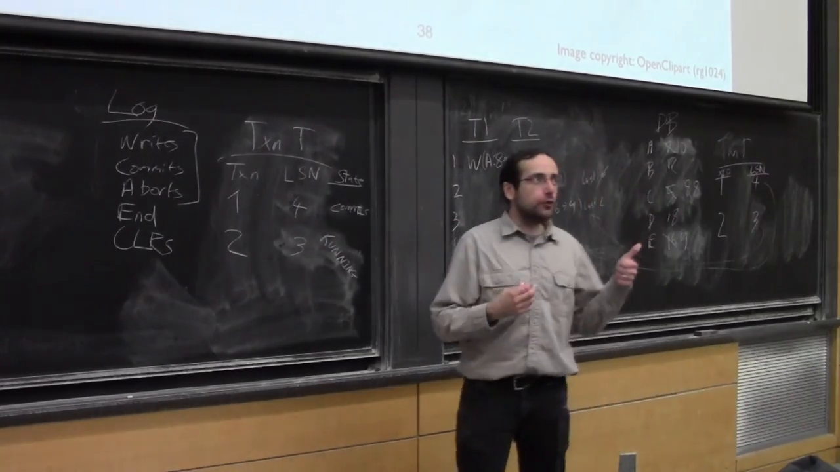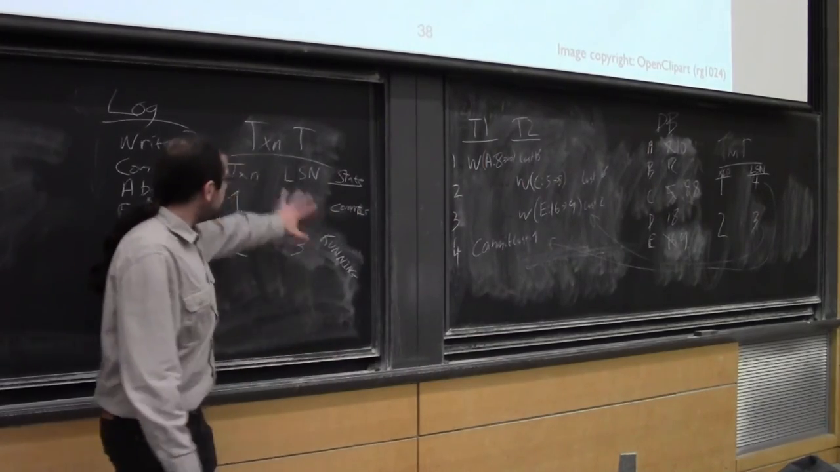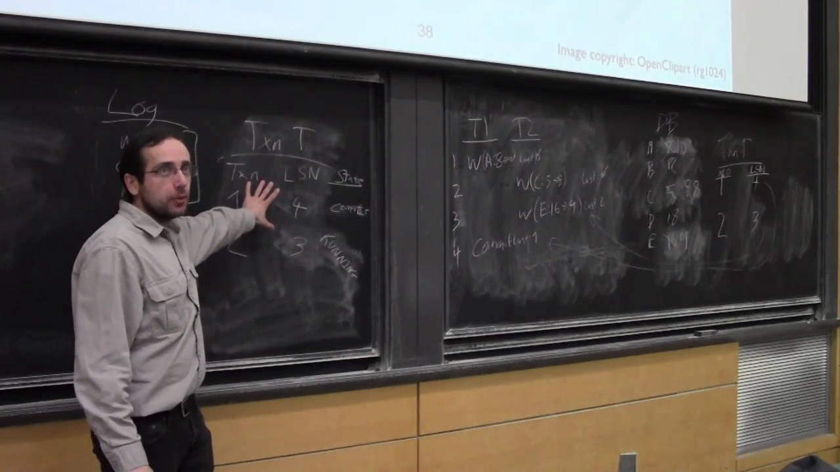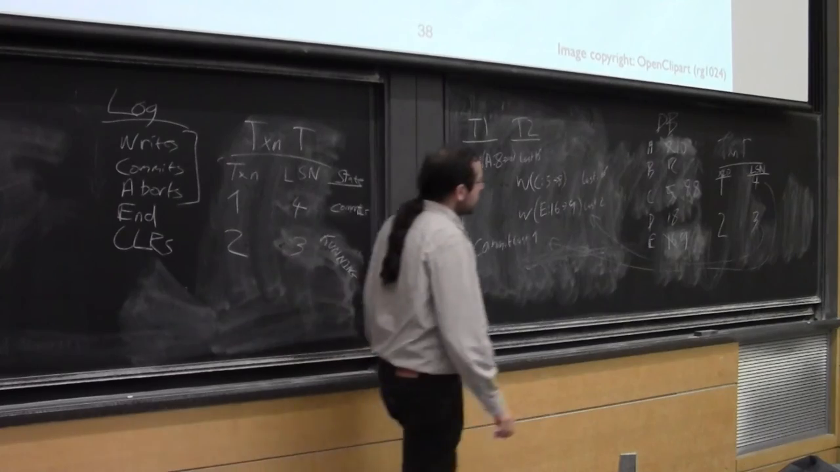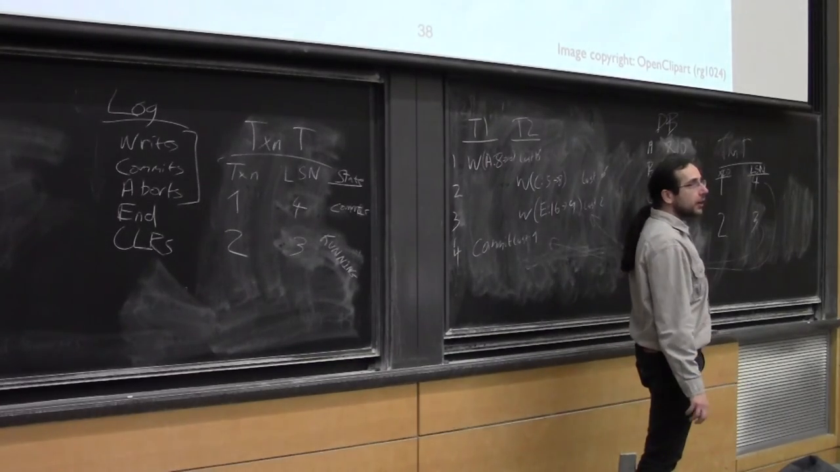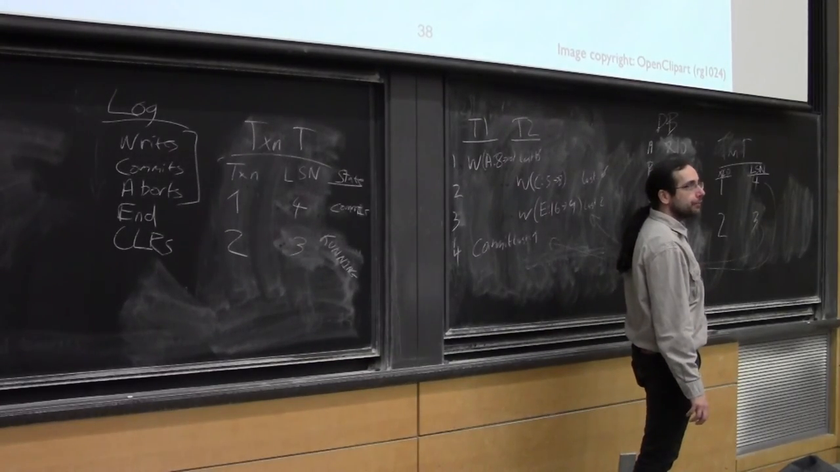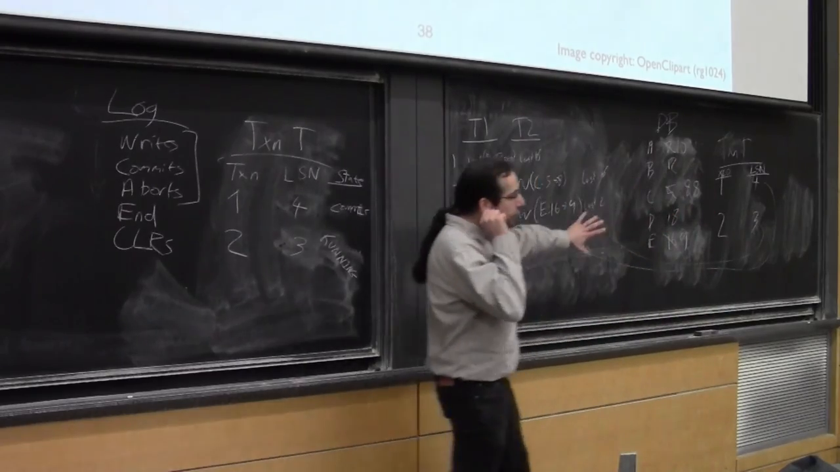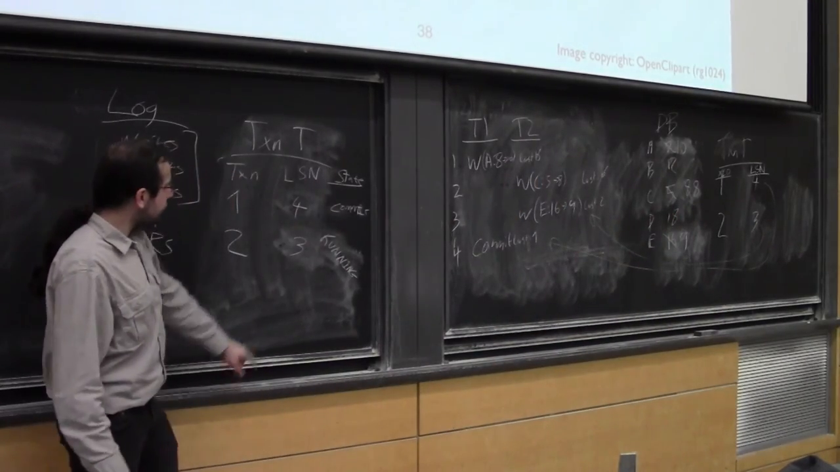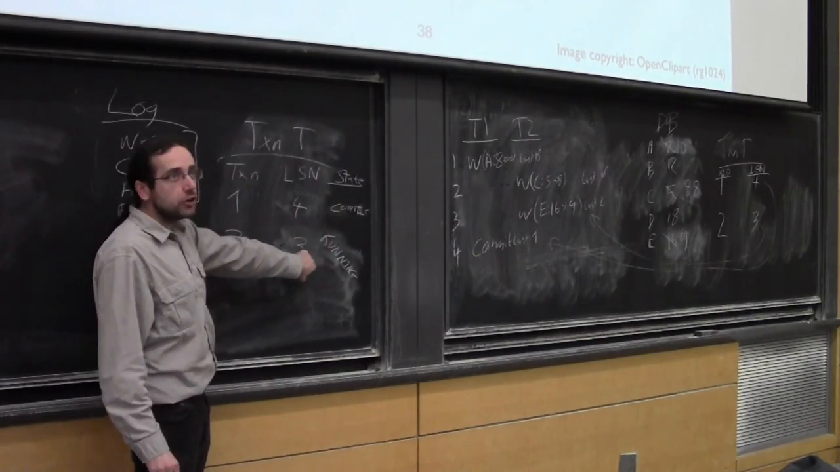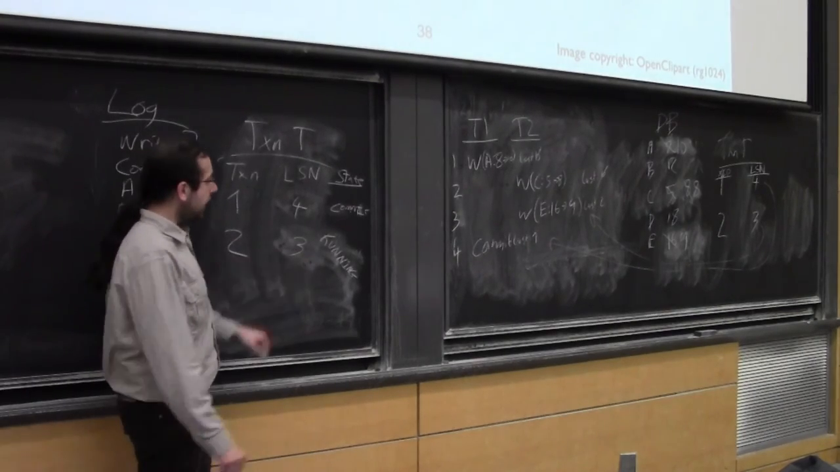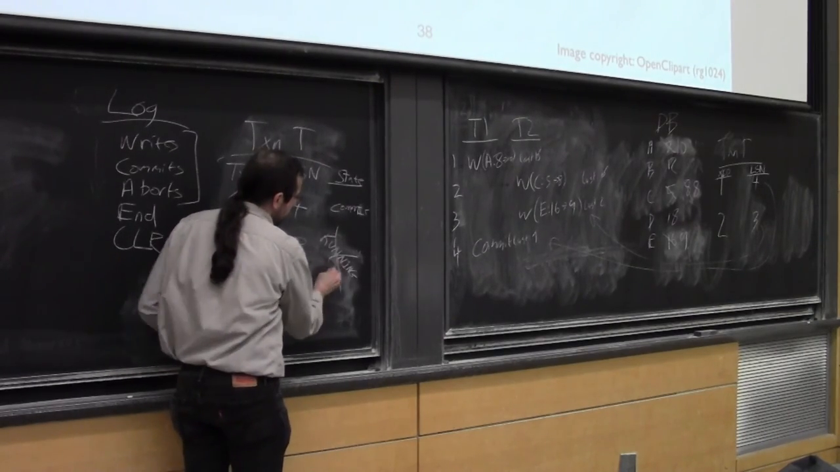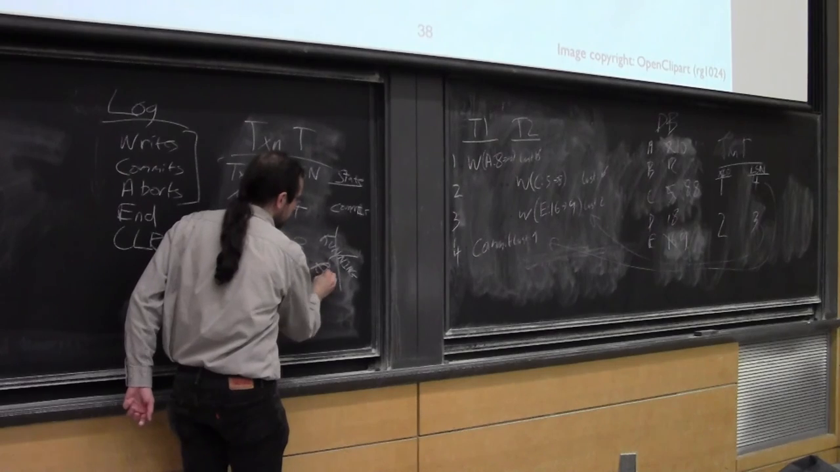So far, we've gone through two phases. In the first phase, we reconstructed the transaction table, and in the second phase, we reconstructed the correct state of the database. Now there's a third phase, which is to observe that transaction two was running at the time of the crash, and that means that we need to abort it.